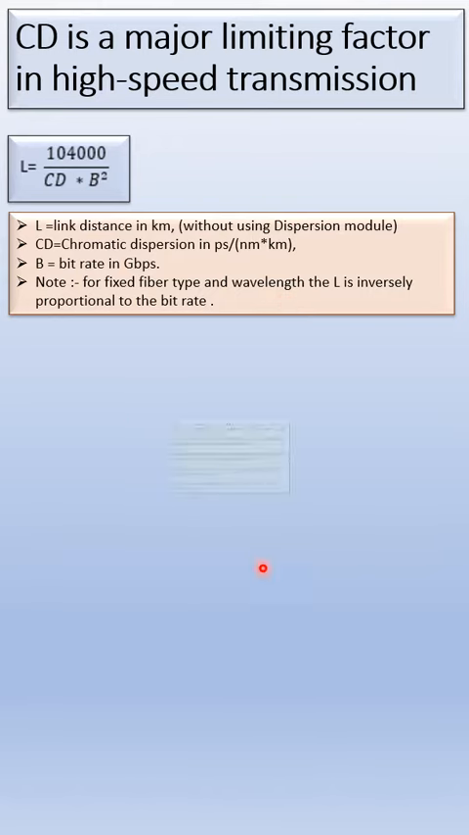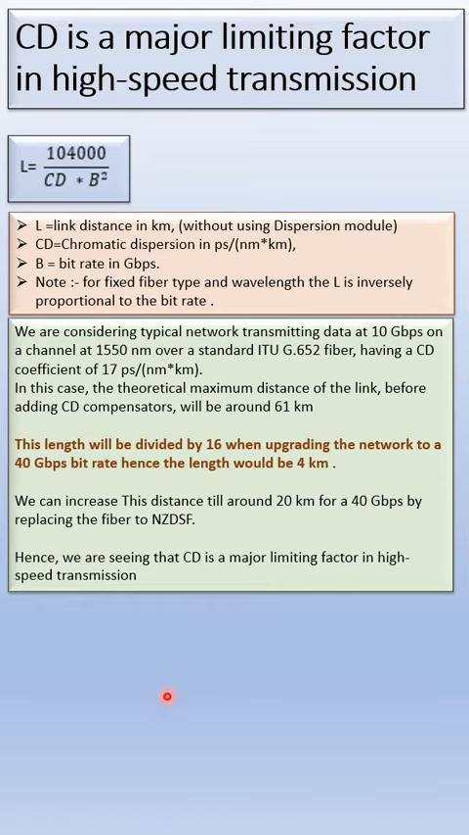You can see here. We are considering a typical network transmitting data at a 10 Gbps rate, and the channel is 1550 nanometers over a standard G652 fiber, having a CD value of 17. In this case, the theoretical maximum distance of the link before adding CD compensator will be around 61 km by using this formula. This length will be divided by 16 when upgrading the network to a 40 Gbps bit rate. Hence, the length would be only 4 km.